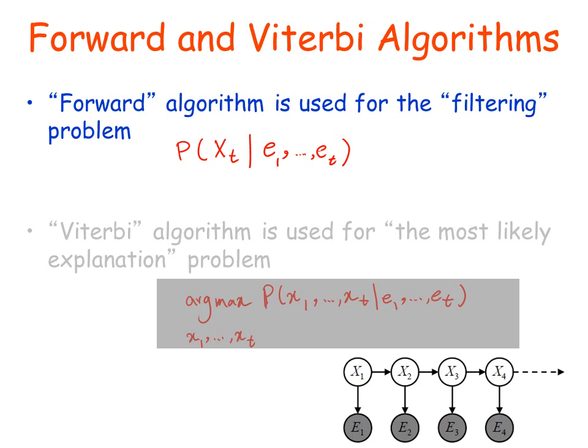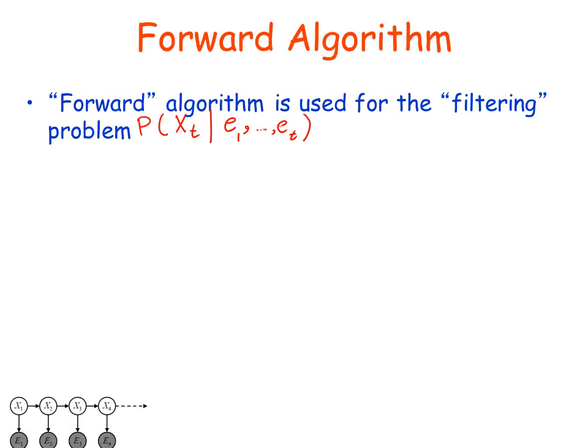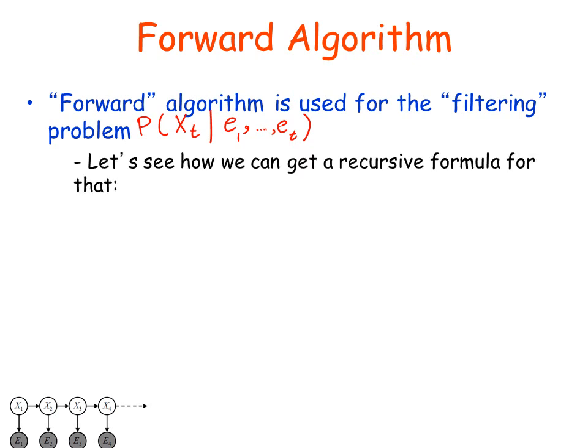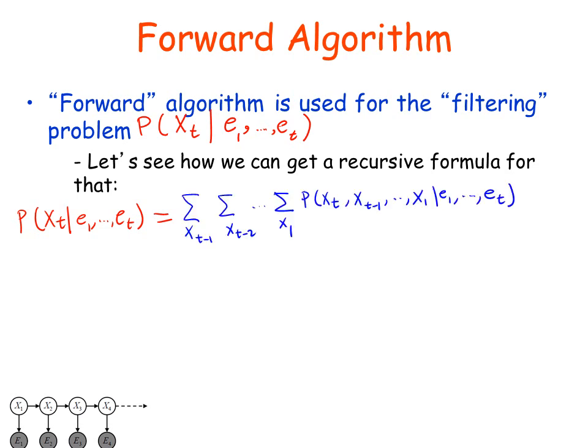Let's first look at the filtering problem. Now let's see how we can derive the forward algorithm. We are interested in this quantity p of xt given e1 to et, or equivalently the probability of the last state given all of the observations so far. It can be written as the joint probability of x1, x2 up to xt given e1 to et, where the states from x1 to xt minus 1 are summed out or marginalized out. That's based on the basics of probability.